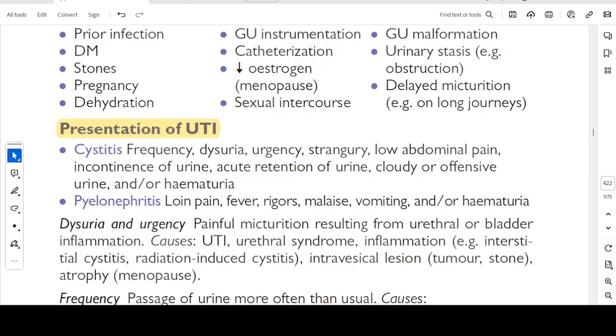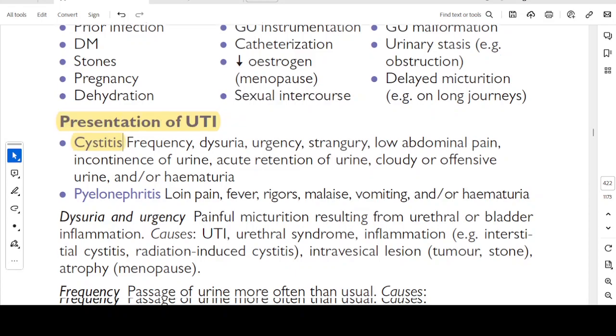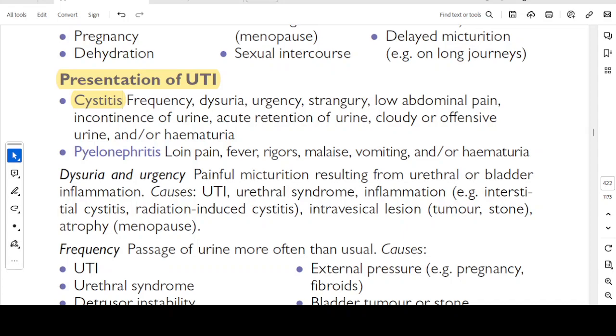Presentation of UTI. It can be cystitis, pyelonephritis, or urethritis. Cystitis presents with frequency, dysuria, urgency, strangury, low abdominal pain, incontinence of urine, acute retention of urine, cloudy or offensive urine, or hematuria. Pyelonephritis, so still higher up in the urinary tract: loin pain, fever, rigors, malaise, vomiting and/or hematuria.